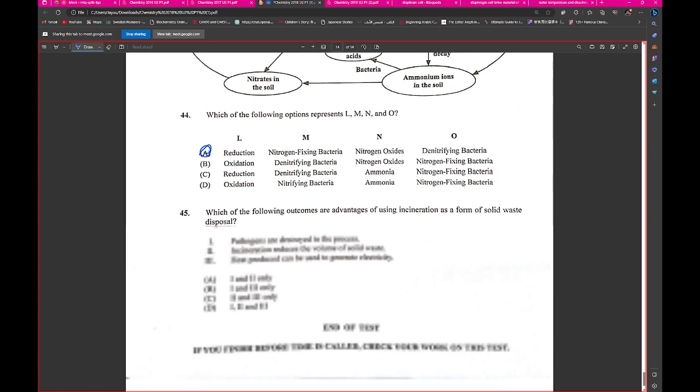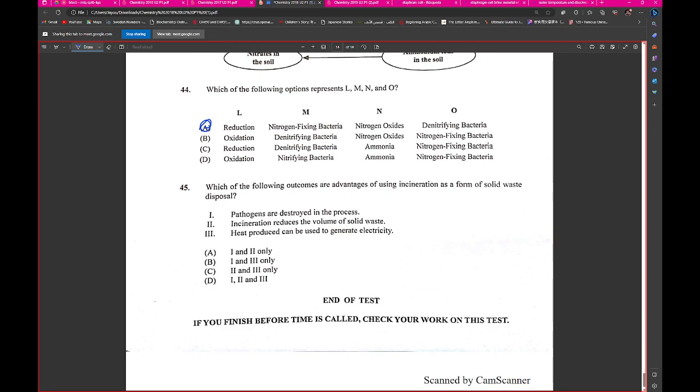That's fine. Which of the following outcomes are advantages of using incineration as a form of solid waste disposal? All of the above. Alright, so all of the above.